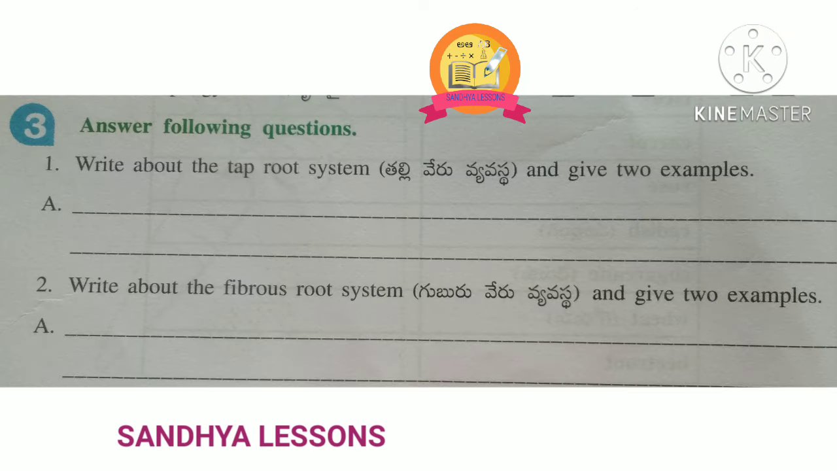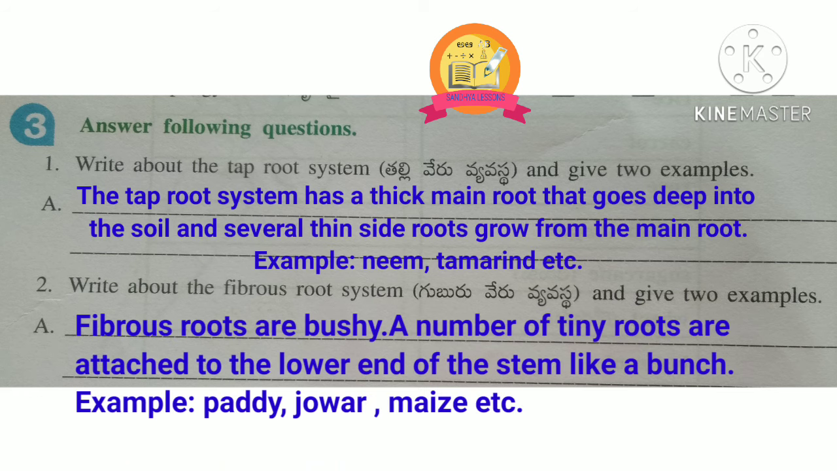Third Roman, answer the following questions. First one, write about the taproot system and give two examples. The taproot system has a thick main root that goes deep into the soil, and several thin side roots grow from the main root. Example, neem, tamarind, etc.